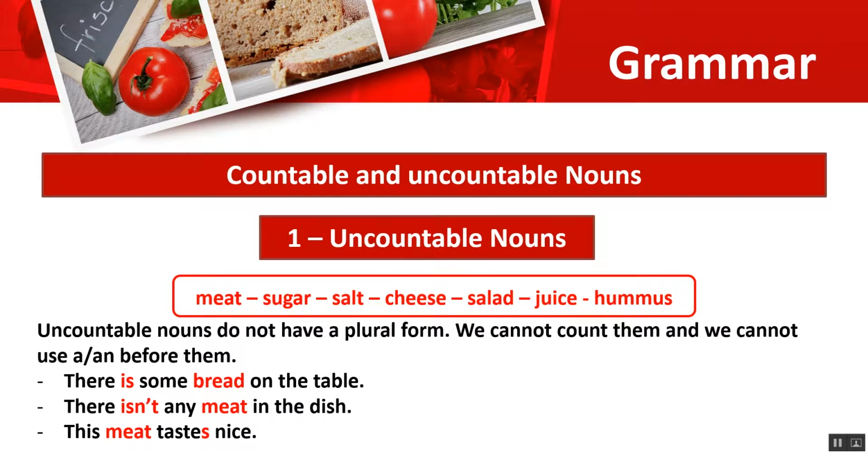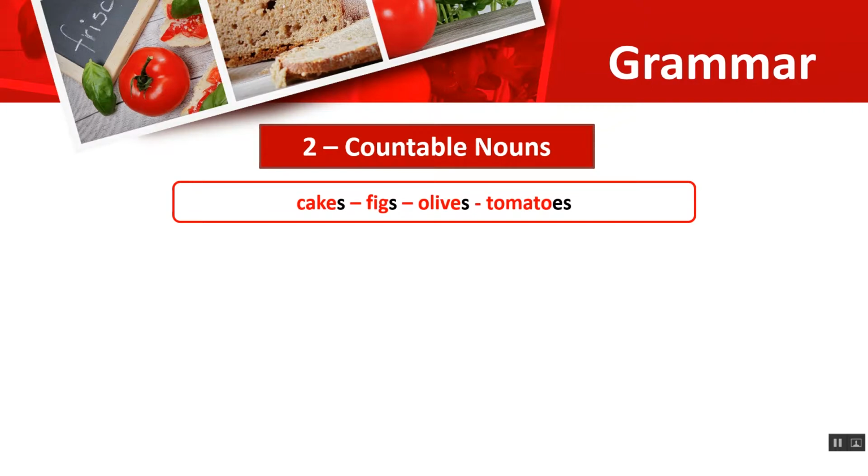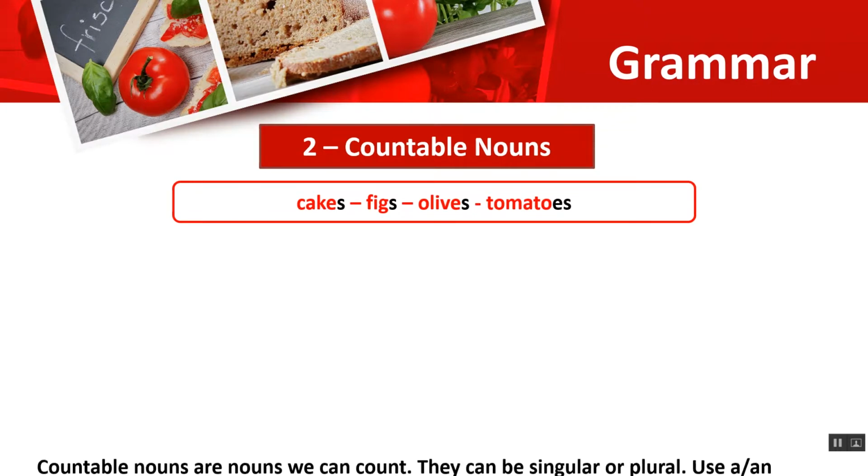For example, there is some bread on the table. There isn't any meat in the dish. This meat tastes nice. Countable nouns like cakes, figs, olives, and tomatoes.